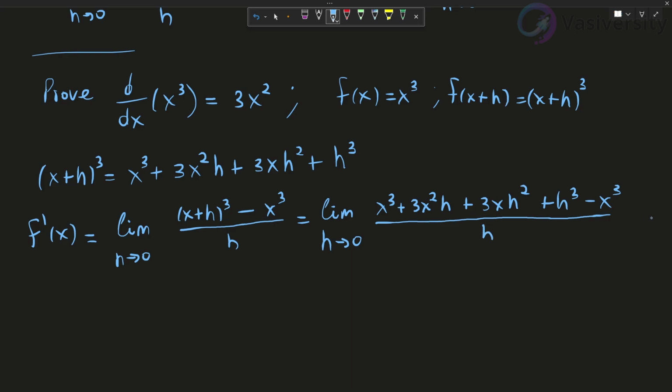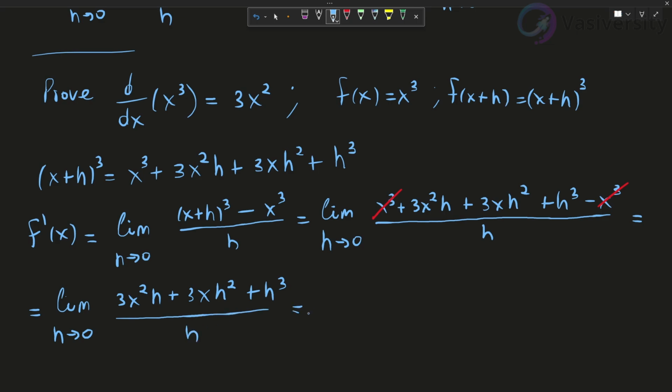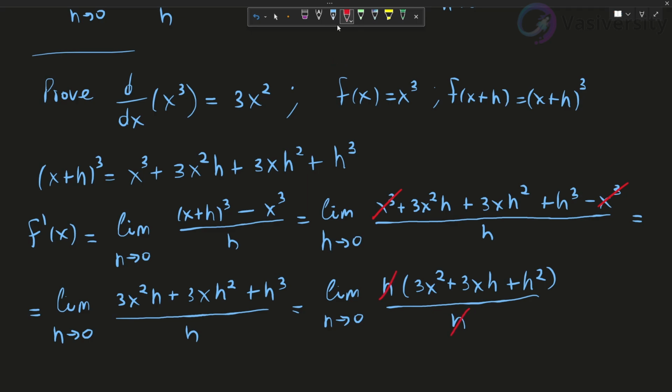So again, let's see if we have common terms, and we indeed do. So this term and this term, x cubed, cancels out. So we will be left with the limit as h approaches 0 of 3x squared h plus 3x h squared plus h cubed all over h. So we do have a common term in the numerator, which is h. So we can go ahead and factor it out. So we're going to have the limit as h approaches 0 of h times (3x squared plus 3xh plus h squared) all over h.